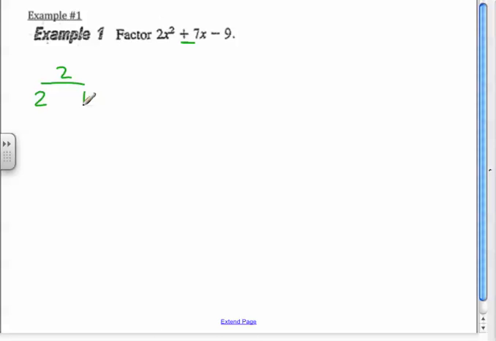It doesn't matter. I can do 1 and 2 or 2 and 1. Okay? But what I don't want to do is flip it. I don't want to do 1 and 2 also. Just one or the other. Okay? I'm going to do 2 and 1.